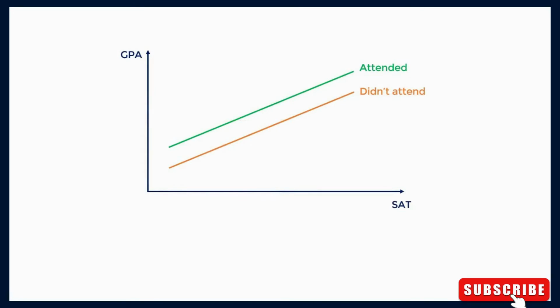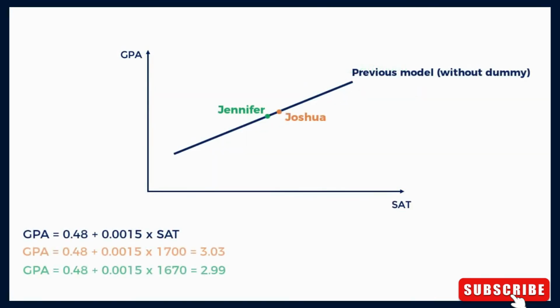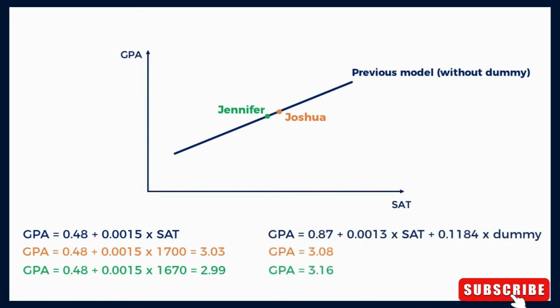Had we used our previous model without the dummy variable, we would have predicted that Joshua would graduate with 3.03 and Jenny with 2.99. While Joshua's GPA barely changed, we see a significant difference in the prediction about Jenny.